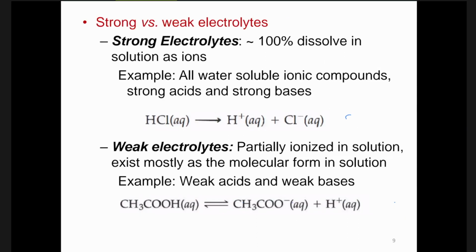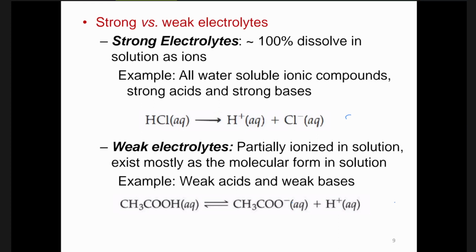So now we talk about strong and weak electrolytes. A strong electrolyte, by definition, is a compound that is almost 100% dissolved in the solution as ions. Examples are all the water-soluble ionic compounds like sodium chloride, calcium chloride, and so on, as well as strong acids and strong bases. A strong acid is, for example, H2SO4. A strong base is like sodium hydroxide. They will dissolve almost fully in water. So in that case, you have a strong electrolyte.